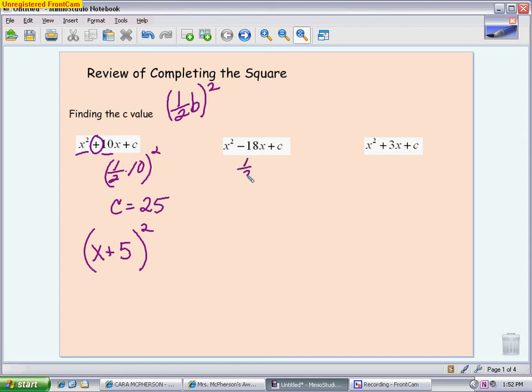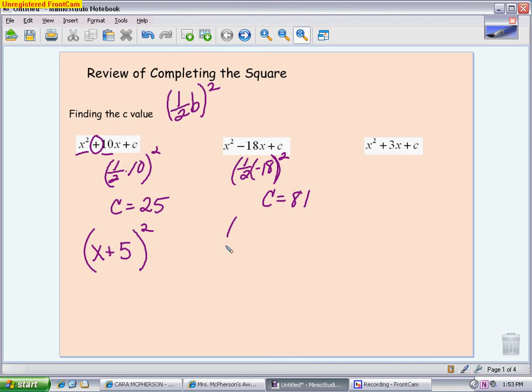So this one we're going to take half of negative 18. And the nice thing is you really don't have to worry about the negative because you're going to square it, and when you square something you always get a positive result. The negative is going to come in a second. So half of negative 18 is negative 9, but when I square a negative I get a positive. So my positive value for C is 81. You'll notice that all these forms say plus C. You're not going to get a negative C value.